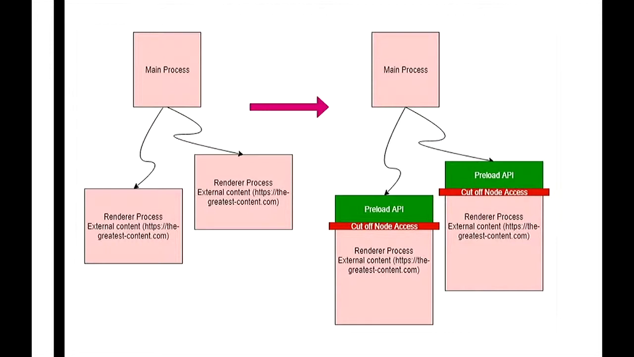Because without a preload API, you might as well just build a web app, right? If you cut off node access, and if you cut off access to the local machine altogether, you might as well just build a web application. So we want to have a preload API that still gives you access, but on your terms, so it doesn't have direct access to Node.js, right? Preload API will contain the functions that the external application can call to achieve certain functionalities.